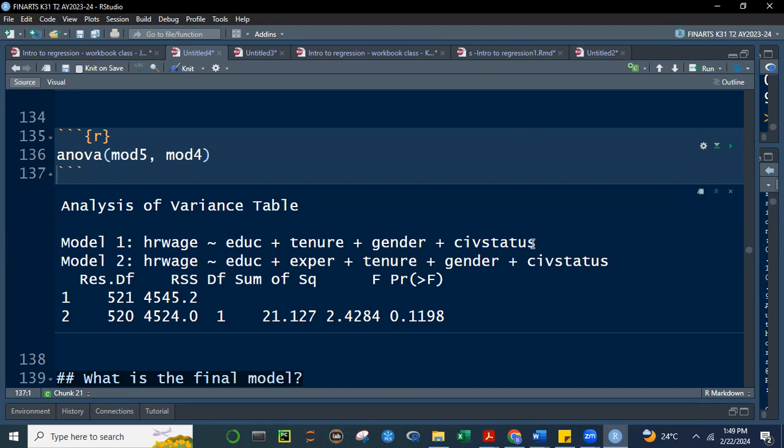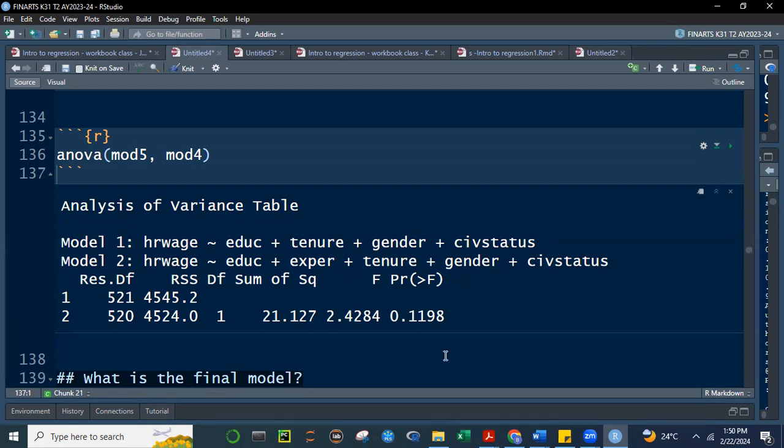This is the one without experience. So the p-stat is at 0.1198, no? Since it's 0.1198, class, the p-value is greater than 0.05, so we fail to reject the null hypothesis that the restricted model, which is this one, is the better model. So we fail to reject that. No? So that means model number 1 is the quote-unquote better model, the one without experience, where we removed experience.